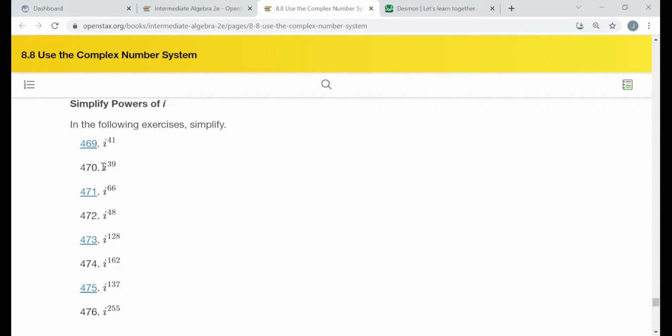And I'll only be working on the even numbered problems, so number 470, 472, 474, and 476, just those four. You may notice that for the odd numbered problems, you can click on a little link and you'll be taken to a part of the book where you can see the solutions. So I'm going to be working on the even numbered ones that don't have solutions in the book.